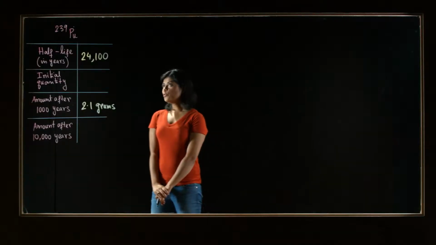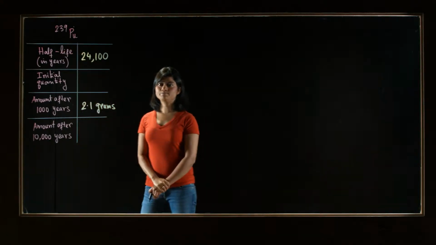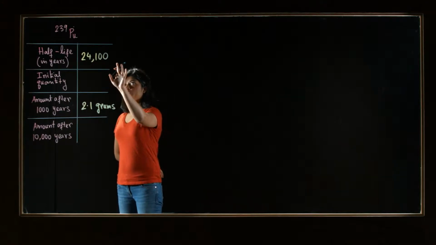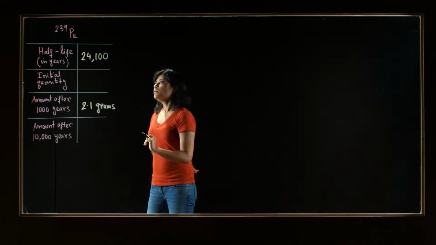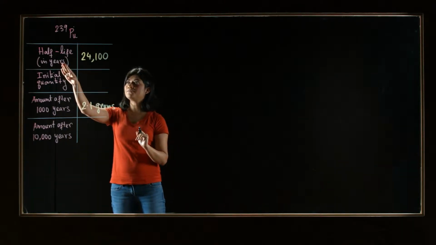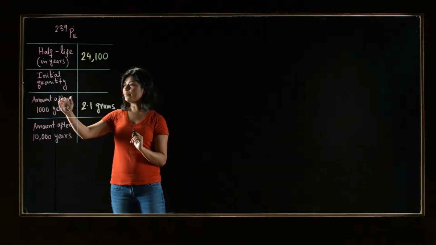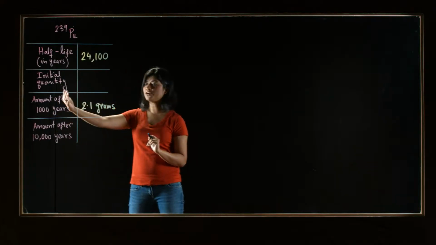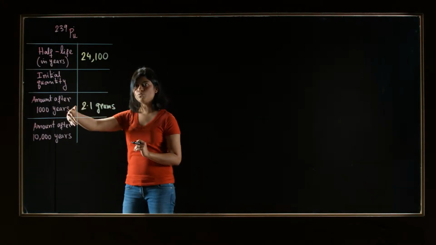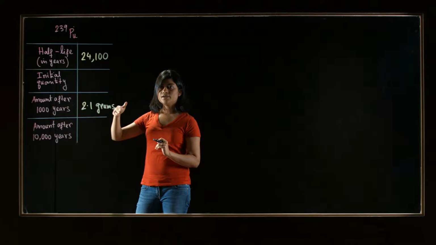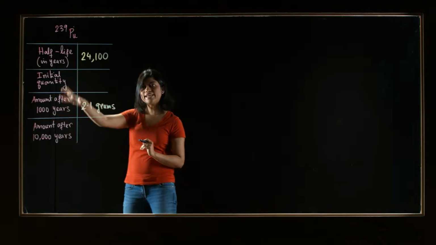In this problem, we have to complete this table for the radioactive isotope plutonium. Notice that we already have some information given, and then we have to fill up these gaps. The half-life is given as 24,100 years, and the amount of the isotope after 1,000 years is 2.1 grams. As you can see from this table, what we are really trying to find is how fast the isotope is decaying. So this is the rate of decay.